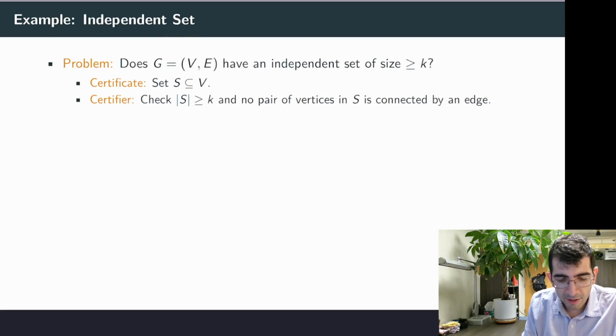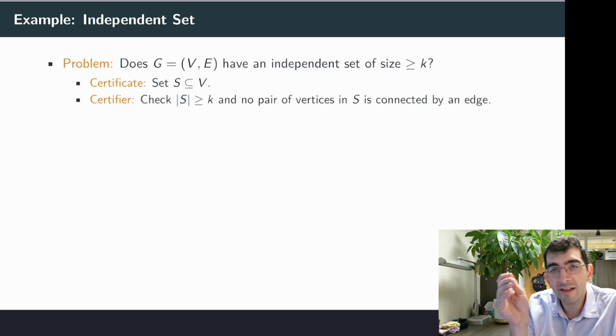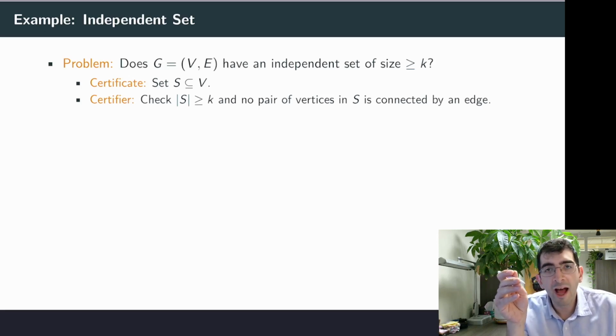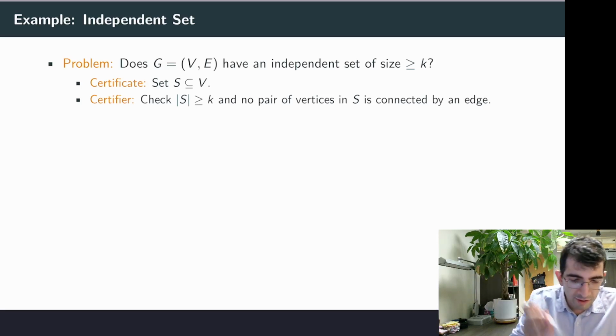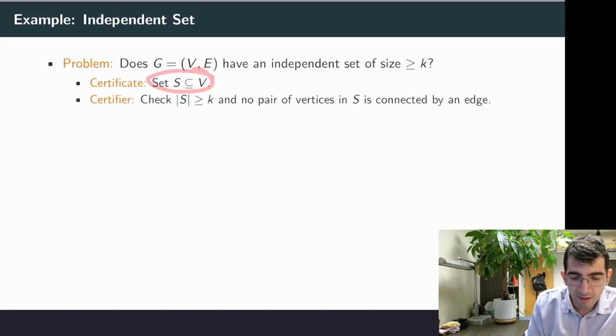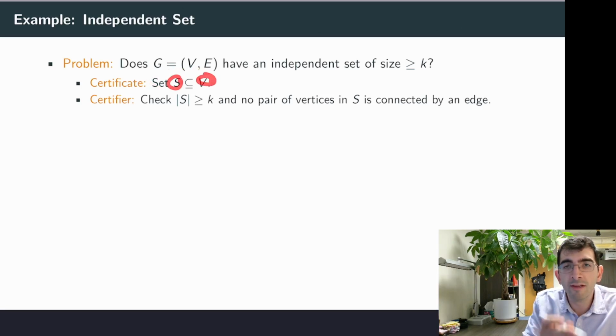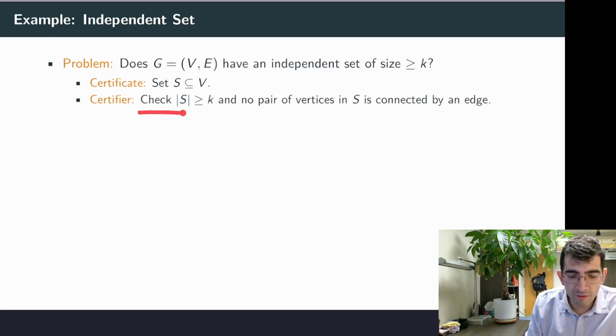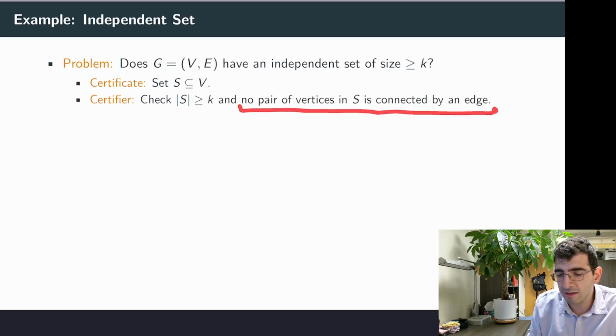Remember, independent set simply says, given a graph G(V, E), does it have an independent set of size k, size greater than k? Independent set is simply that no two nodes in the independent set could have an edge between each other, right? That's all that means. So the certificate would simply be the subset of vertices that form the independent set. And we need to check two things. We need to check if the size of this subset is greater than k. And then we need to check that no two pairs of vertices in S are connected by an edge.